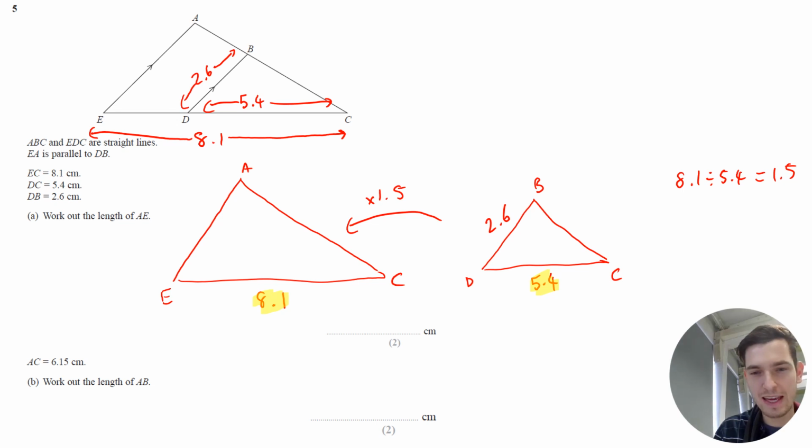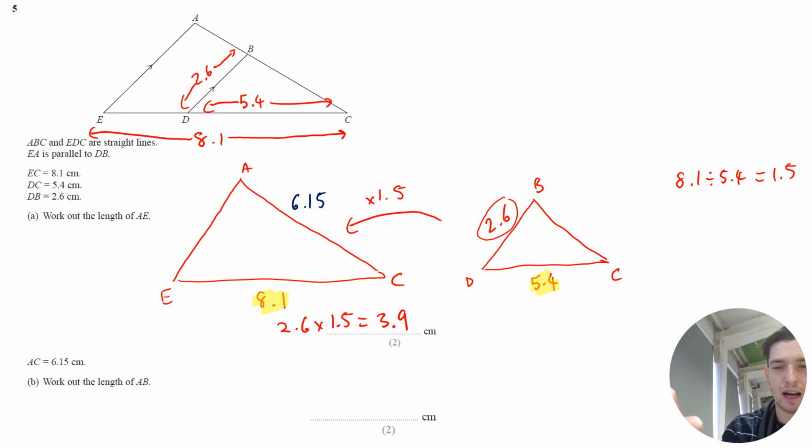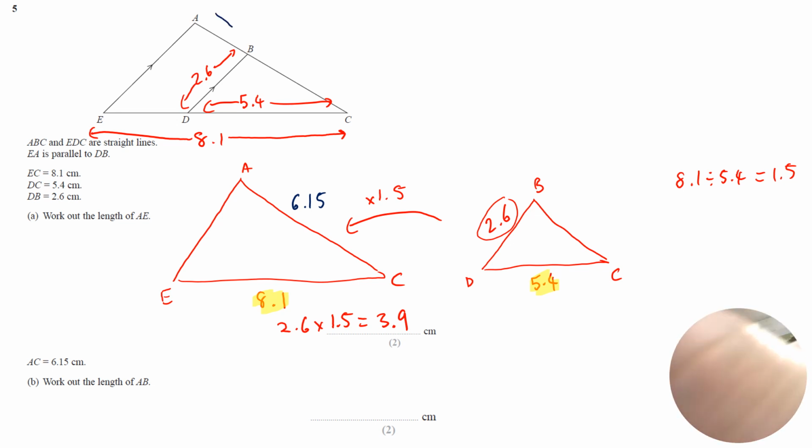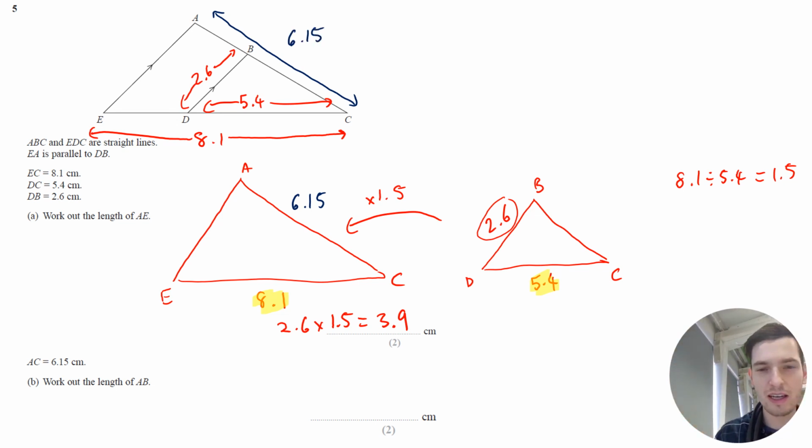So work out the length AE. Well, I can see I'm just going to do 2.6 times 1.5 to get 3.9. So that was okay. Then I'm told that AC is 6.15. Work out the length of AB. So let's now draw on AC. So that is 6.15, and I'm actually going to draw on AC on my main picture here, 6.15, and I need to work out the length of AB. So let's just draw that one. I need to work out AB.